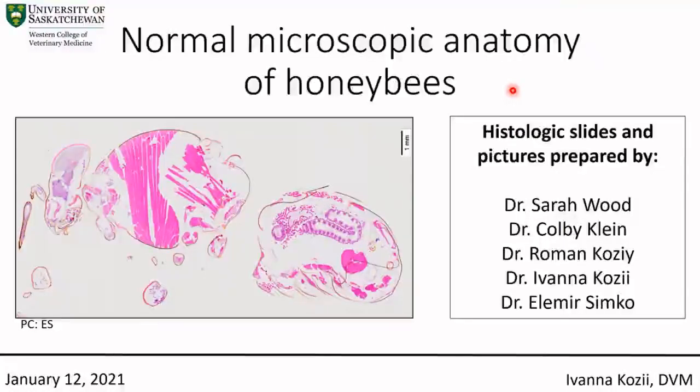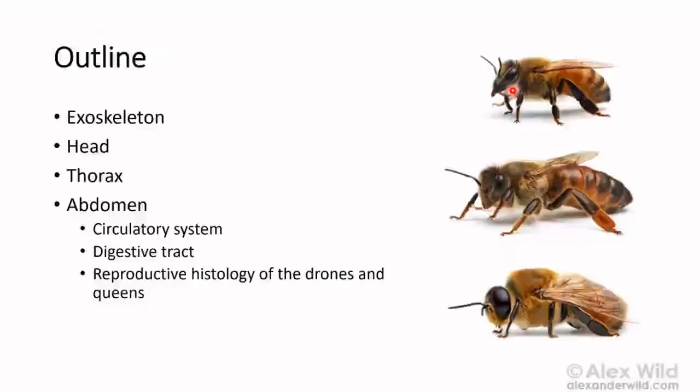So of course, in our field, we could not pass by an opportunity to review some of the normal microscopic anatomy of the honeybees during this seminar. With the next 40 minutes, we will quickly review the exoskeleton of the honeybees and then move on to identify some of the structures found in the head and thorax, and then finish off with reviewing several organ systems that are located in the abdomen of the honeybees, in all three castes, the workers, queens, and the drones.